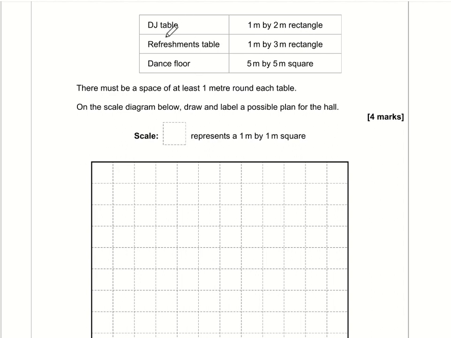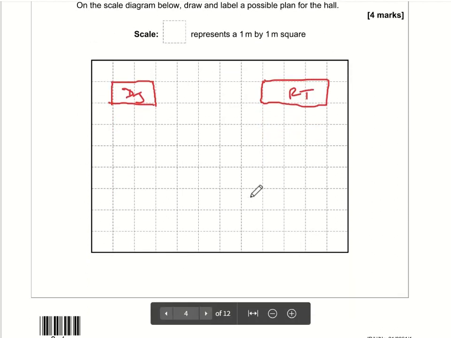So I'm going to put the DJ table top left, so it's 1 by 2. There is 1 by 2, and we can see it's got a 1 meter space around it at the moment. The refreshments table is a 1 by 3, so I'm not going to use much imagination here. I'll do 1 by 3 over here. I'll just put RT for the refreshment table, and the dance floor is 5 by 5.